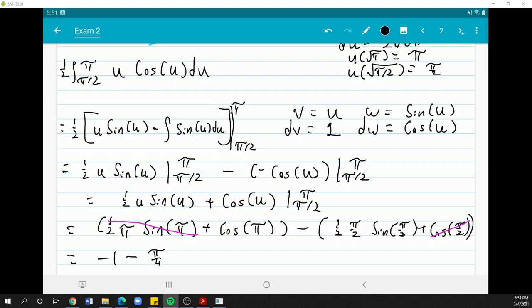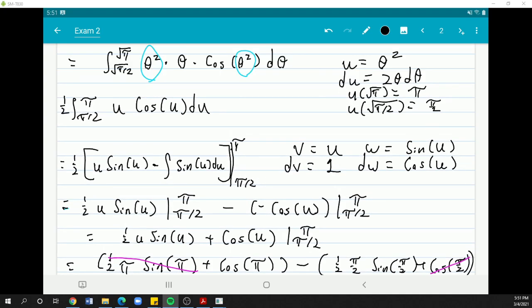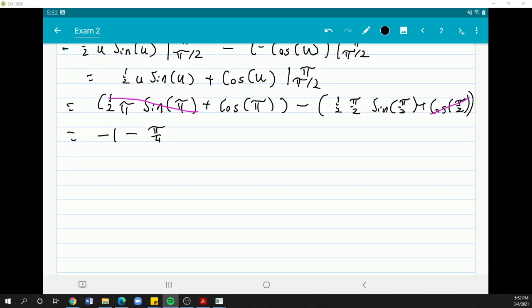And now let's think a second. Does that make sense? Yeah, because we had pi over 2 to pi of u cosine of u. So from pi over 2 to pi, cosine is negative, but u is positive. So that means this function is negative that whole time. So it makes sense that we get a negative answer. And that is our final answer. And that is how you do those 3 integration by parts problems.